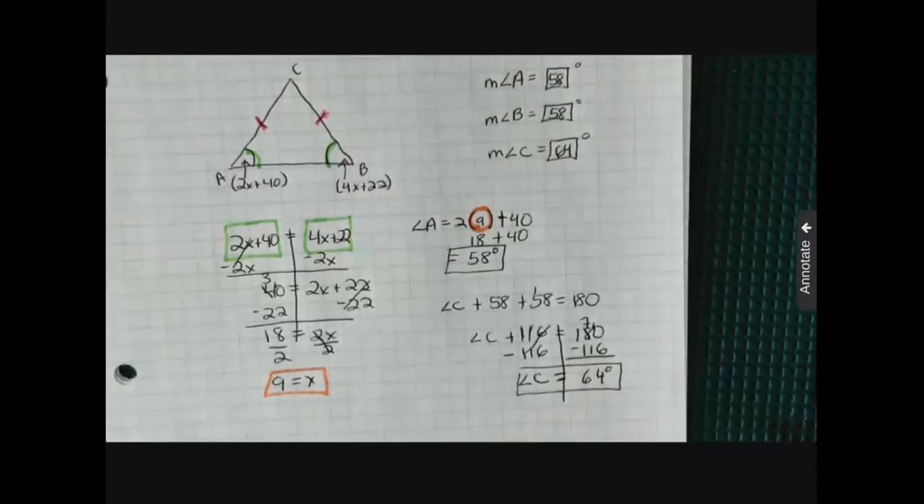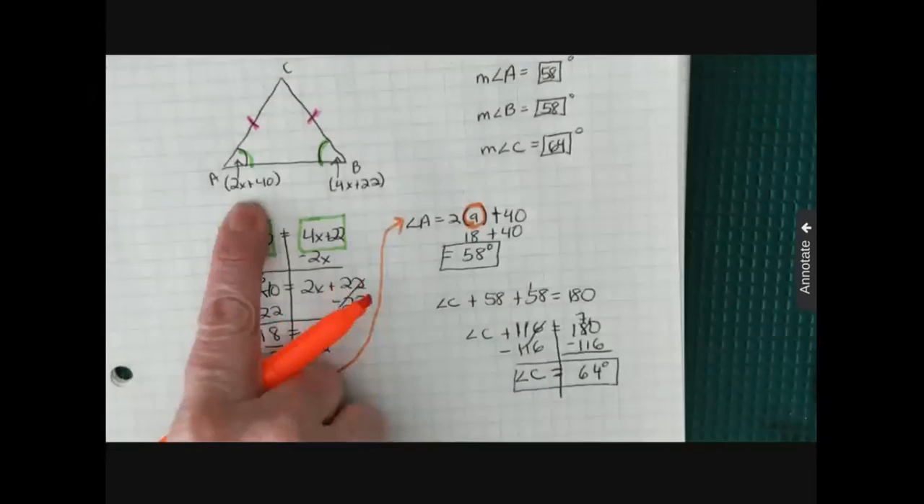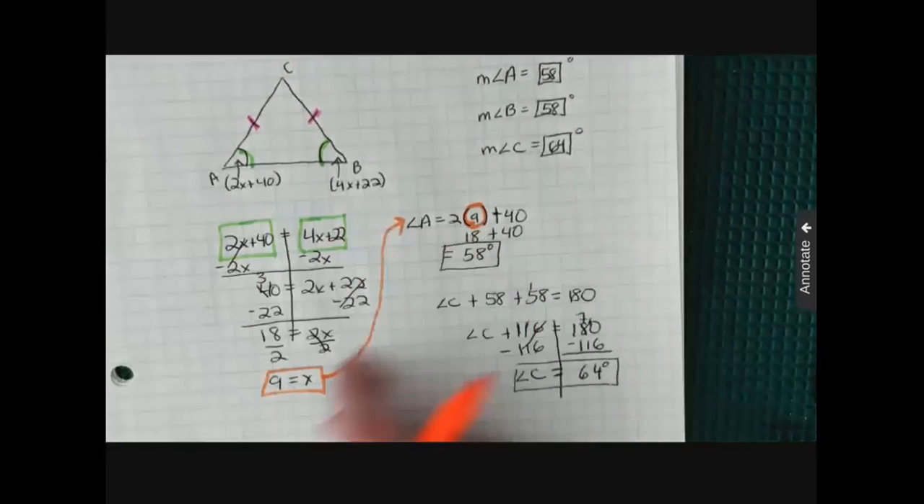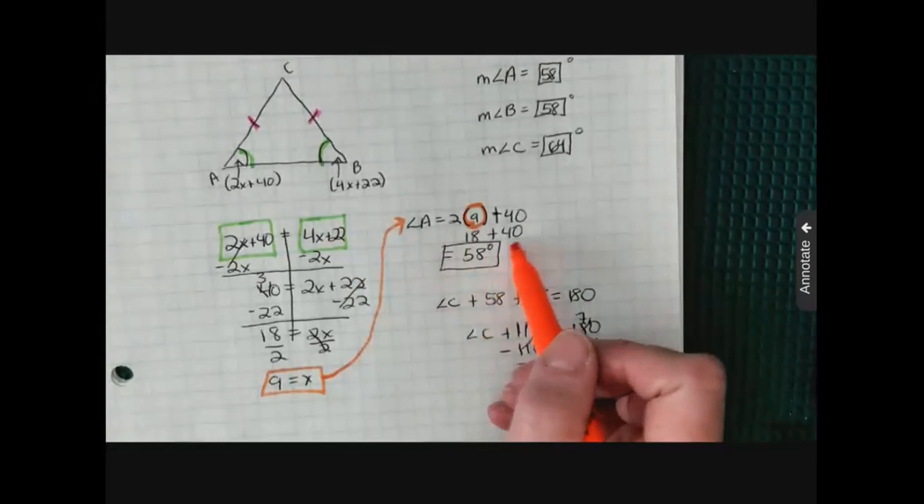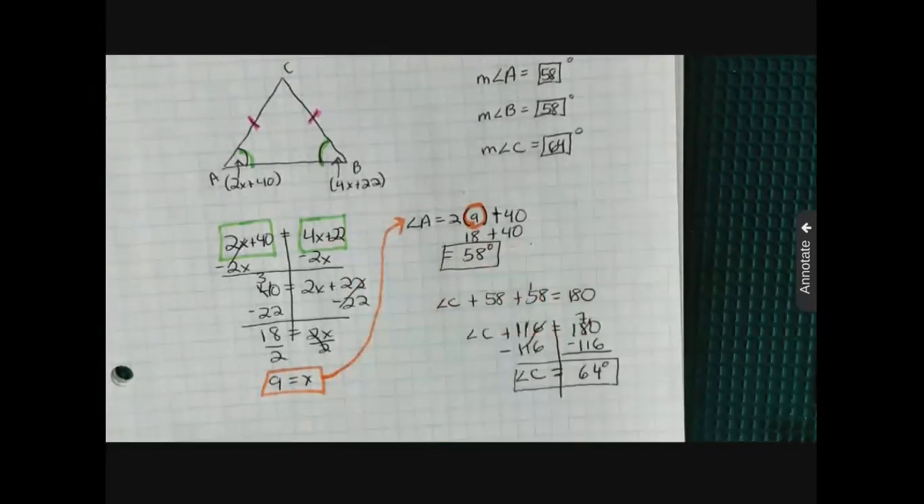Where I got lost was the part where I did the math for the 2x plus 40 and I got a 9. Where do you plug that in? So I took angle A's expression, and you see the x there? Instead of the x, I plugged in the 9, and then I did the math. 2 times 9 is 18, add it to the 40, and that's my 58. And that matches up.